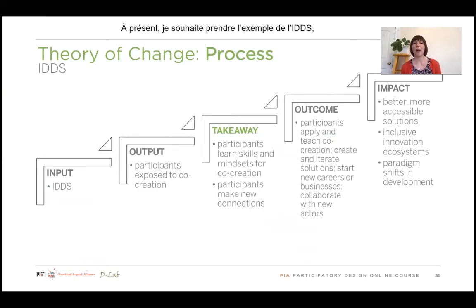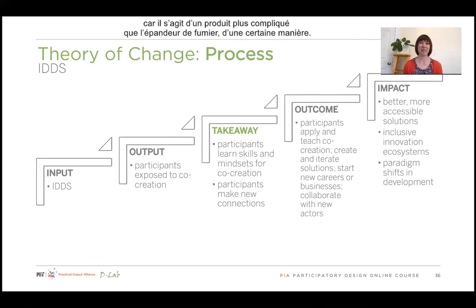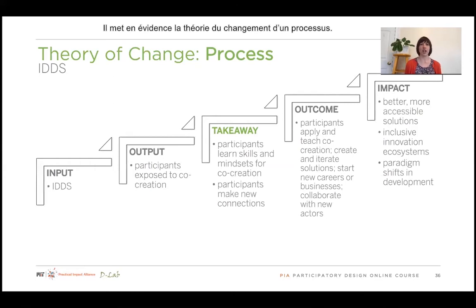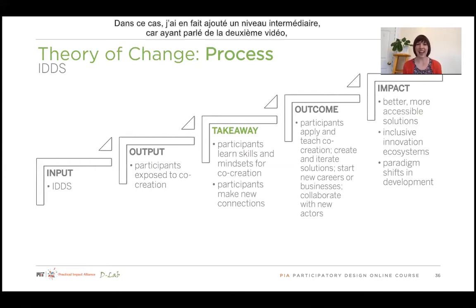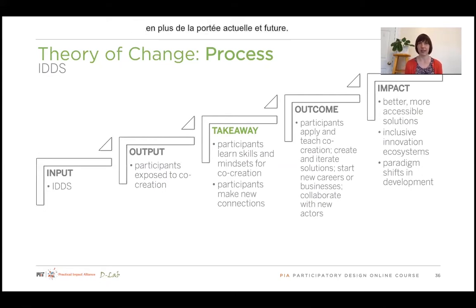Now I want to talk about the example of IDDS, because IDDS is a more complicated product than the manure spreader in some ways, and it shows a theory of change of a process. So in this case, I've actually added a middle layer, because as we talked about in the second video, it really helps to measure the takeaways and learnings when we're talking about a process, in addition to just the immediate reach and then what happens later.